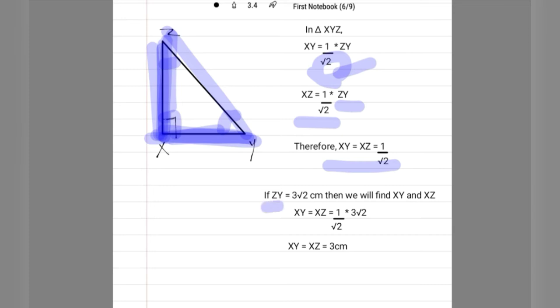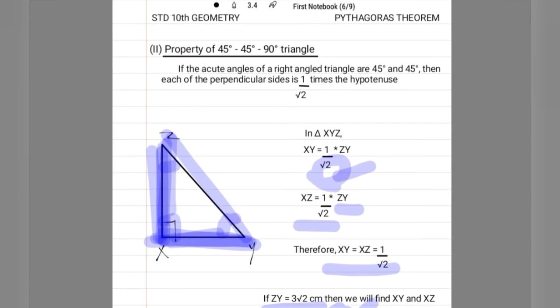So if ZY is equal to 3 root 2 centimeters, then we have to find XY and XZ. We know that XY and XZ are equal to 1 by root 2 times the hypotenuse, right? So 1 by root 2 into the hypotenuse, which is given as 3 root 2. So XY is equal to XZ is equal to 3 centimeters, as the root 2 gets cancelled. This is what we get. Now in the previous property I told you that you can find the hypotenuse as well if one of the sides is given. So in this sum you can also do that and find the values of the unknown lengths.